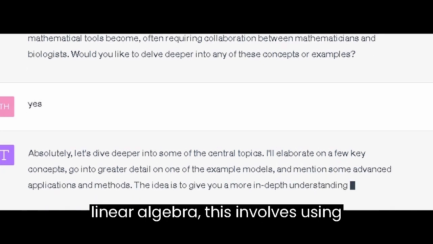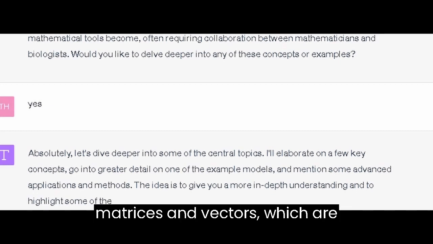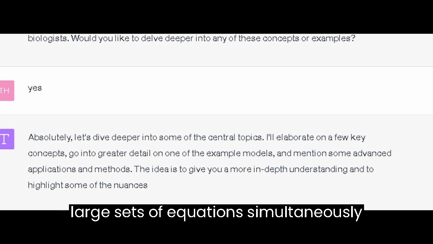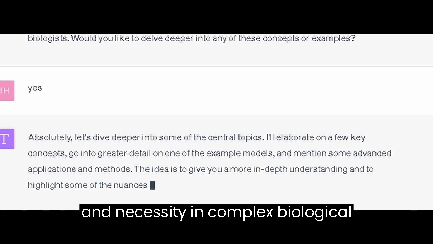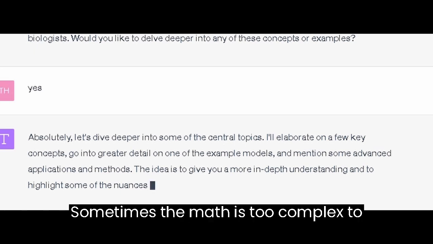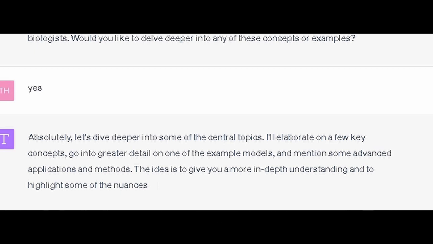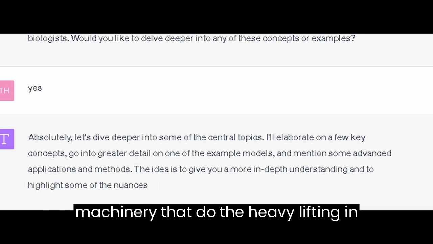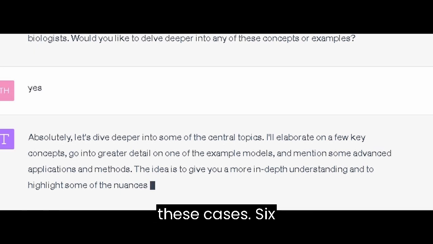4. Linear algebra. This involves using matrices and vectors, which are incredibly efficient ways to deal with large sets of equations simultaneously, a necessity in complex biological systems like neural networks. 5. Computational methods. Sometimes, the math is too complex to solve by hand. Computational methods are the heavy machinery that do the heavy lifting in these cases.